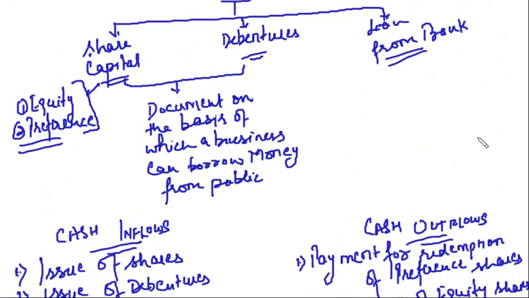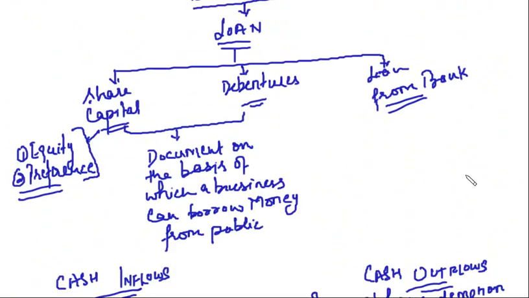Now, you might say, sir, it is complete. No, sir, we still have a few things. If you are borrowing money from the public, you will have to pay them something extra, isn't it? If you take a loan, the bank will charge interest. Similarly, the money given by the public is not free of cost. They will charge you interest, isn't it? If you are borrowing money from the public, you will have to pay interest on that money to the public.